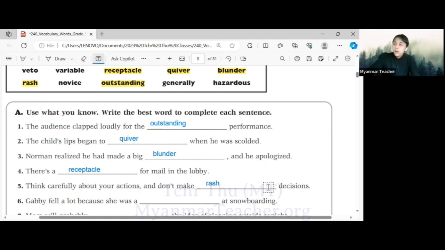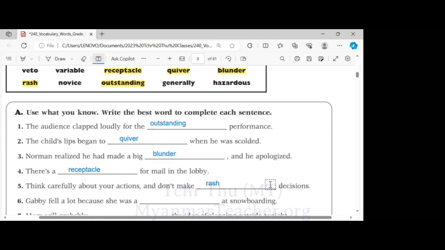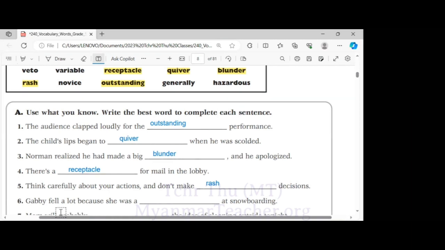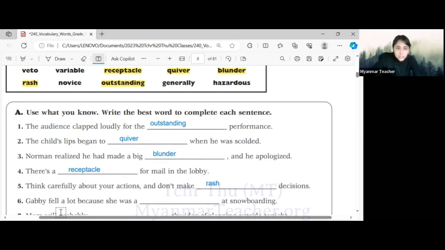Gabby fell a lot because she was a novice at snowboarding. Outstanding, we finished outstanding. Gabby fell a lot because she was a novice. So she was a beginner, no? Novice.